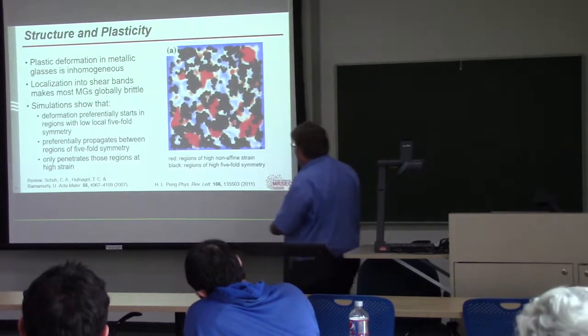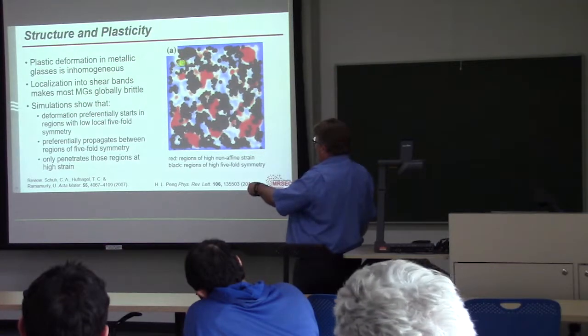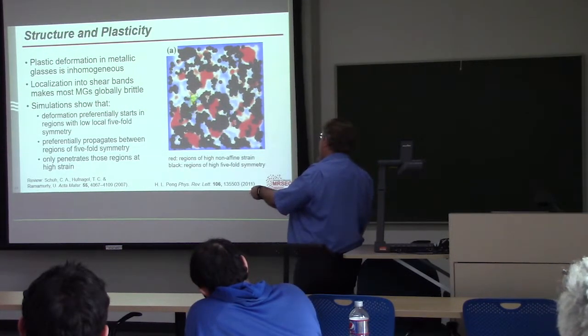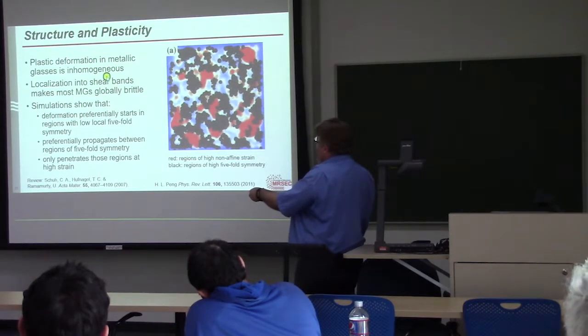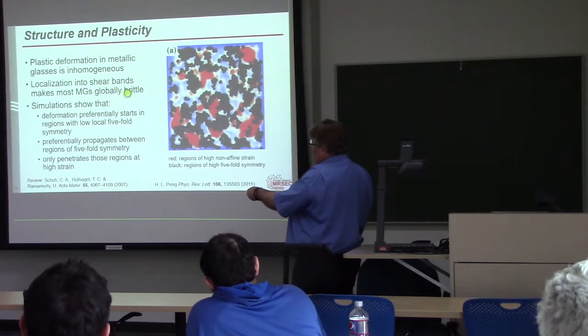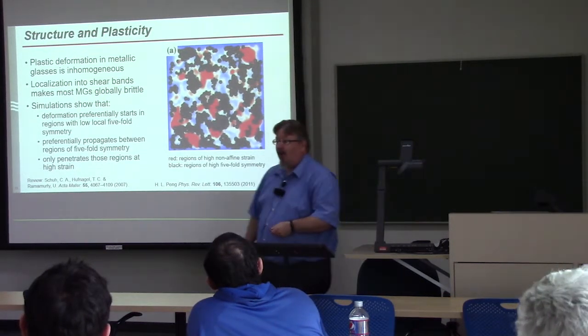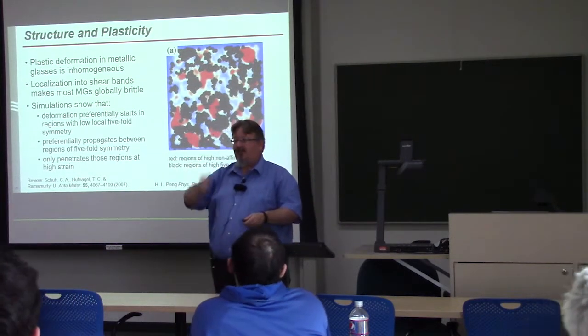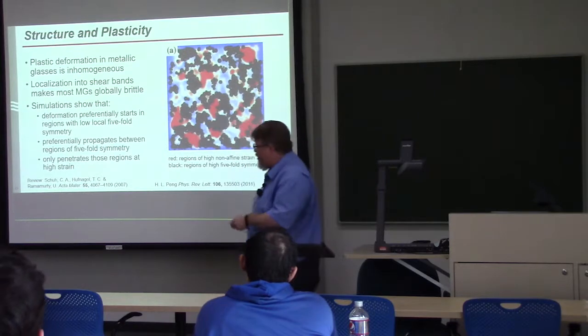Okay, and finally, the local icosahedral order also influences the plasticity of metallic glasses. Plastic deformation in metals is inhomogeneous. It tends to localize into shear bands. That makes metallic glasses globally brittle. All the deformation gets packed into a 10 nanometer wide band that then fails at very low global strain.